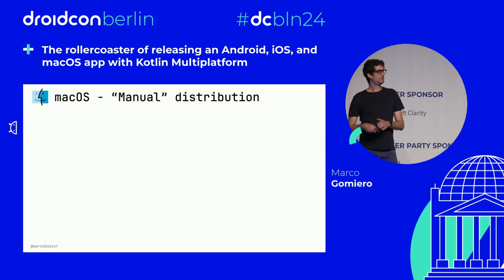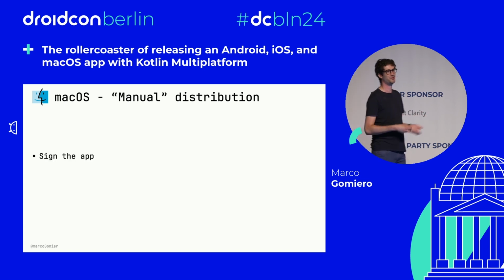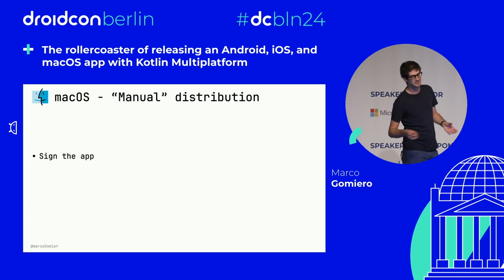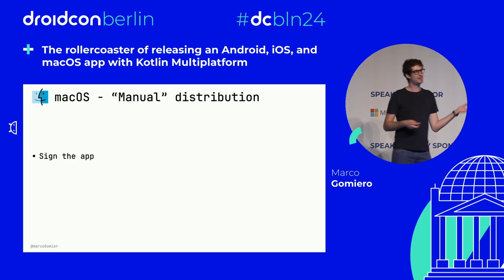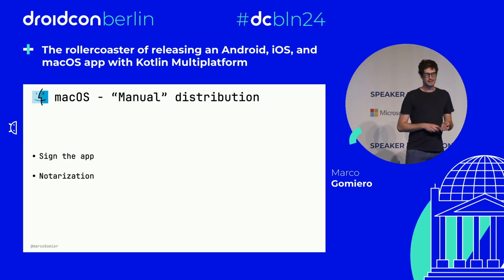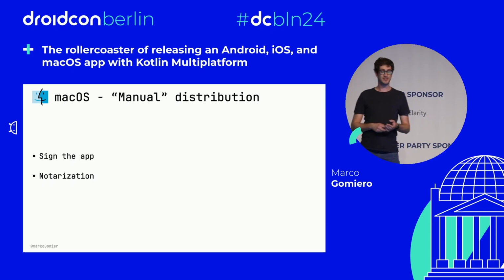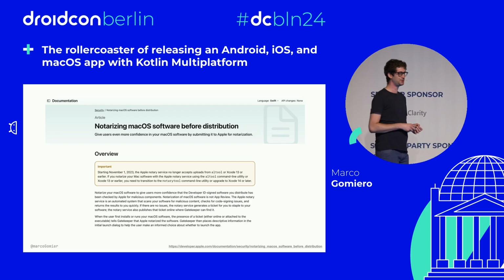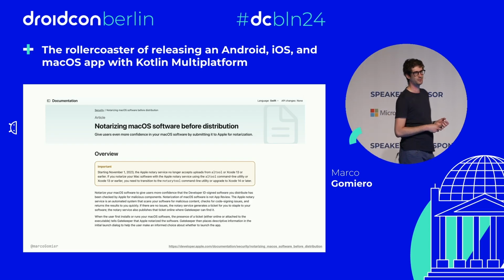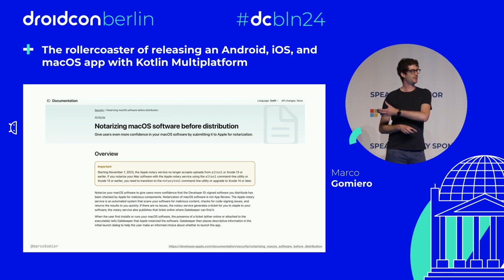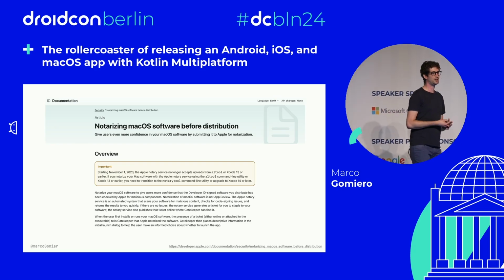Okay, let's move on. For a manual distribution, you can already assume what you have to do: signing the app. Signing is something you have to do on every platform; you don't want to release stuff without signing. Then there's another required process, which is notarization. Basically, notarization is an additional security step that Apple requires if you're delivering an app outside of the store.